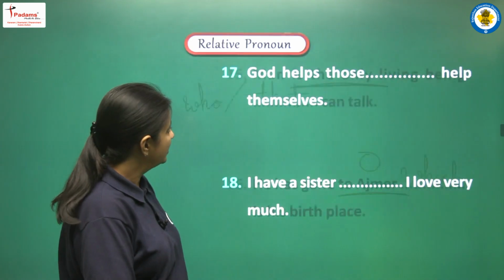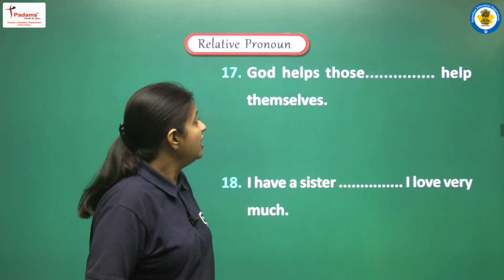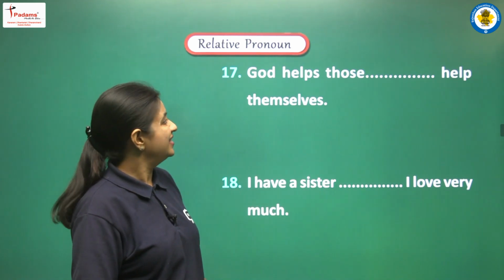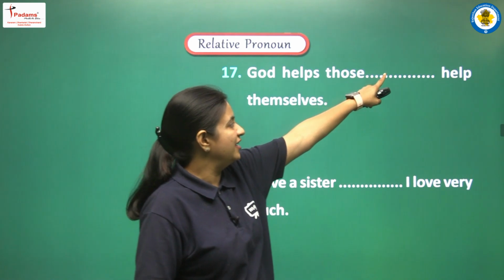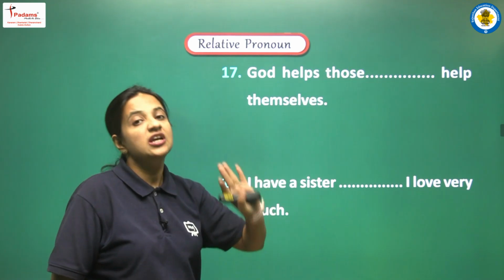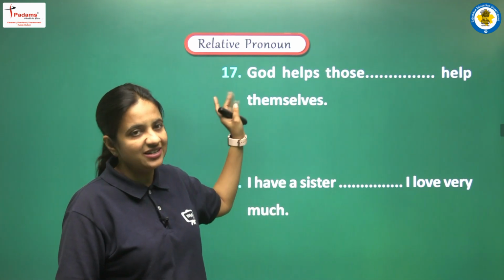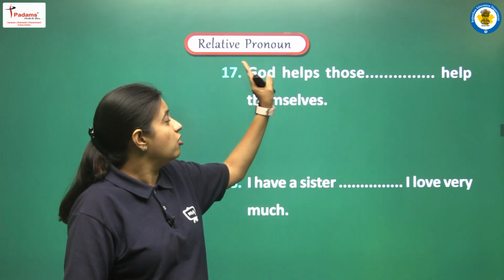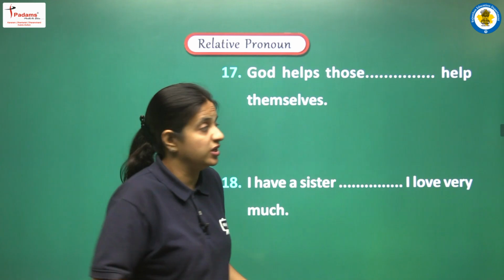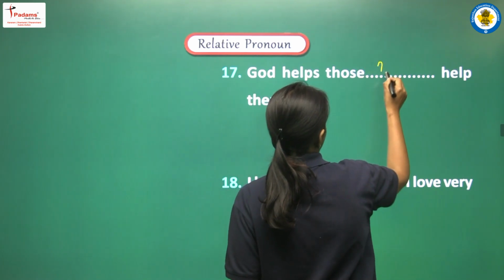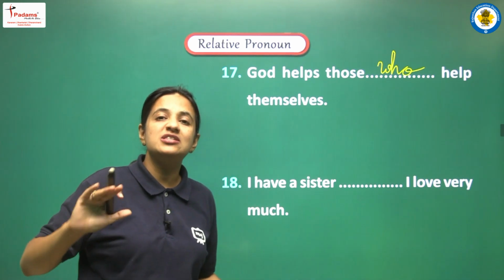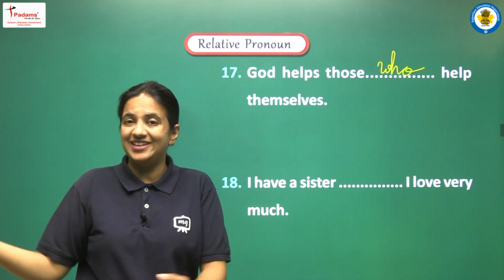Yes. Next sentence, God helps those help themselves. Okay, so here we have to write one relative pronoun after those. So it's very easy, just read the sentence. What we are trying to convey here, we are saying God helps those, okay, who help themselves. Okay, so जो अपनी खुद की help करते हैं, God भी सिर्फ उन्हीं की help करते हैं.